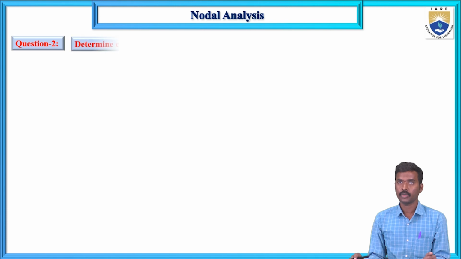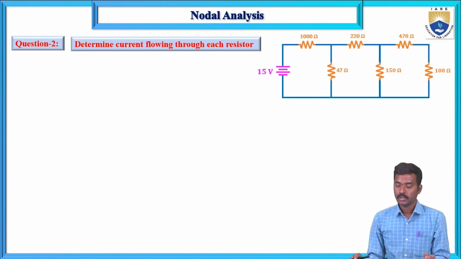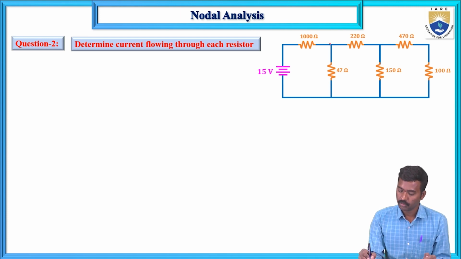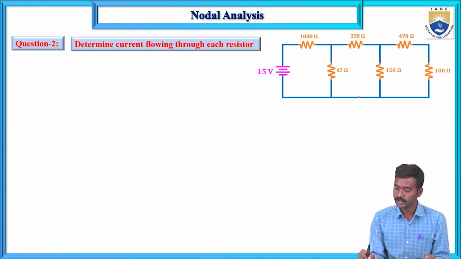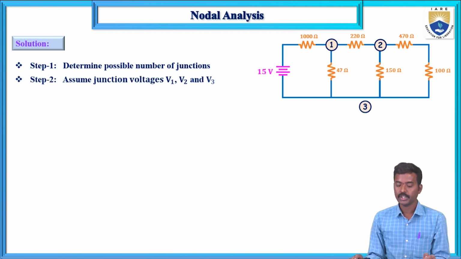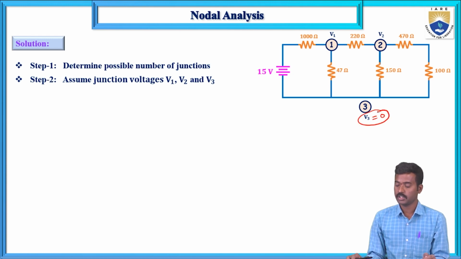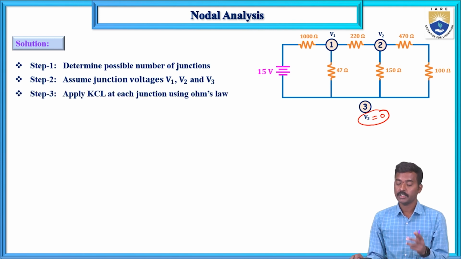Question number 2. In nodal analysis, determine the current flowing through each resistor in this network. Same as before, determine the possible number of junctions: junction 1, junction 2 and junction 3, and assume the junction voltages V1, V2 and V3. Select one junction as the reference junction. That reference junction voltage is 0. Apply KCL at each junction except this reference junction.